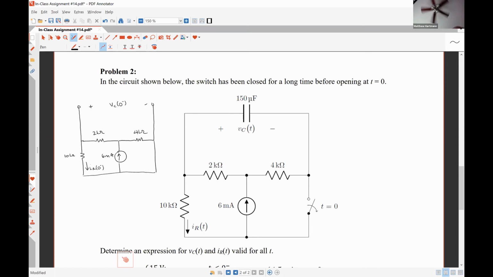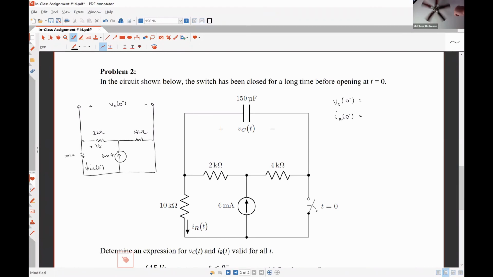So we need to figure out what VC at 0 minus is, as well as IR at 0 minus. Does anybody have any ideas on how we might solve for either of those quantities? For the voltage, wouldn't it be the voltage drop over the 2 kilo ohm plus the voltage drop over the 4 kilo ohm resistors? So let's write that down.